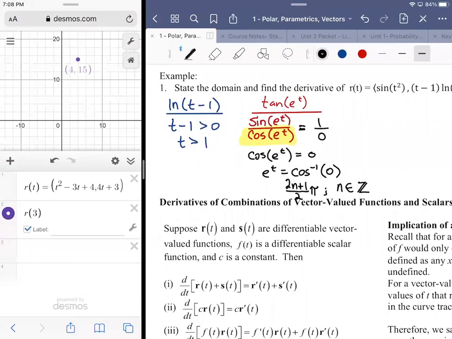So e to the t is equal to (2n plus 1) over 2 pi, where n belongs to the set of integers. I'll forget about the set of integers for now and just focus on the e part of it, because I don't care what e is going to be equal to. Oh, I'm sorry, e to the t. I care what t is going to be equal to.